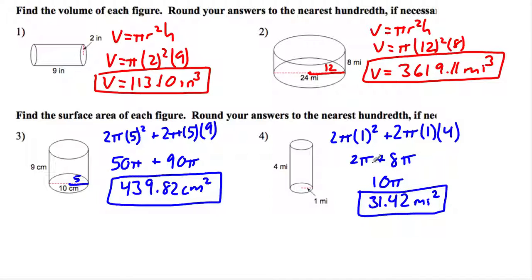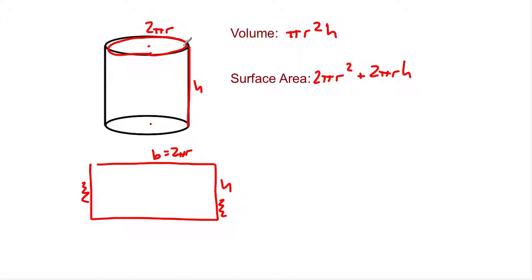So a cylinder, hopefully you can see, is a little bit nicer than a prism, because there's really no need to draw a net. But again, if you want to draw a net, you can. So make sure you do know these formulas, and you'll be doing all right with cylinders and finding their volume and surface area.